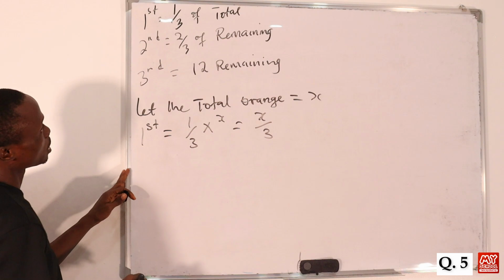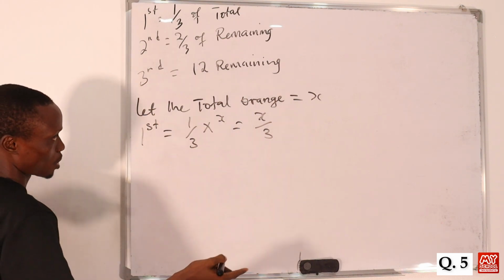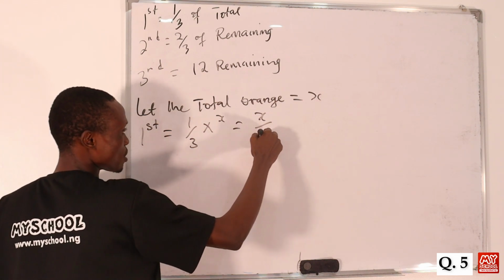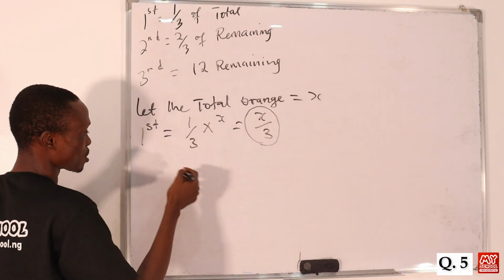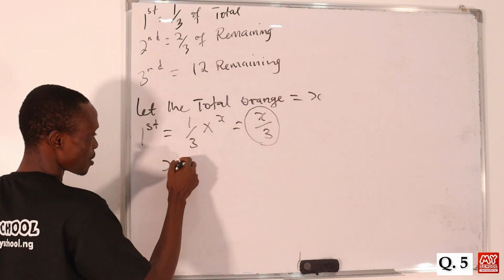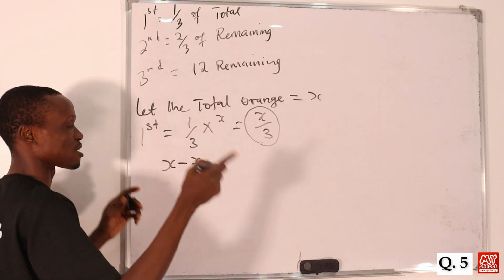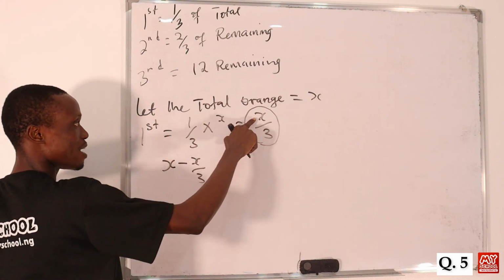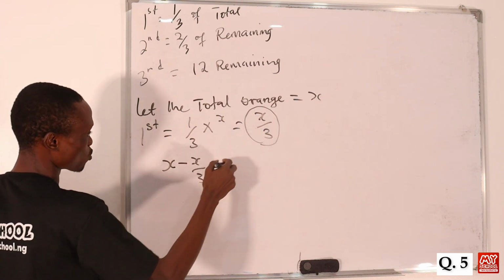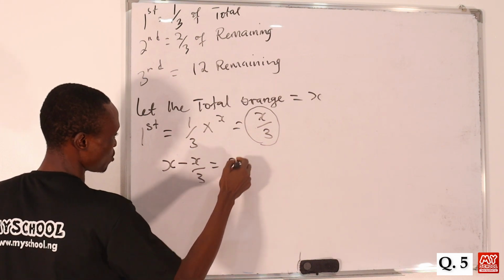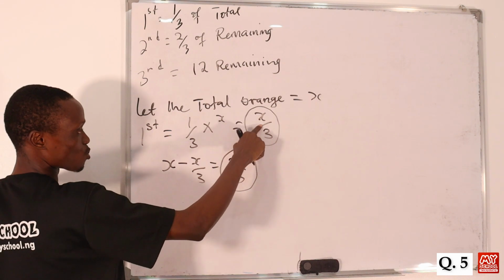Now we are told that the second person received 2/3 of the remaining. But remember the first person received X/3 of X. So what is now left? To get what is left, we'll have X minus X/3, to know what is left after the first person has received X/3 of the total oranges. This will be equal to 2X all over 3. So this is what is left after the first person has received X/3.